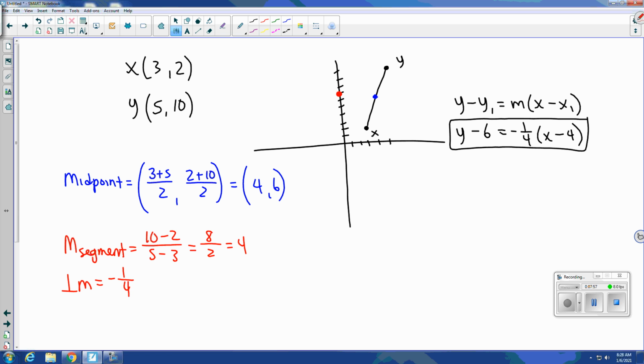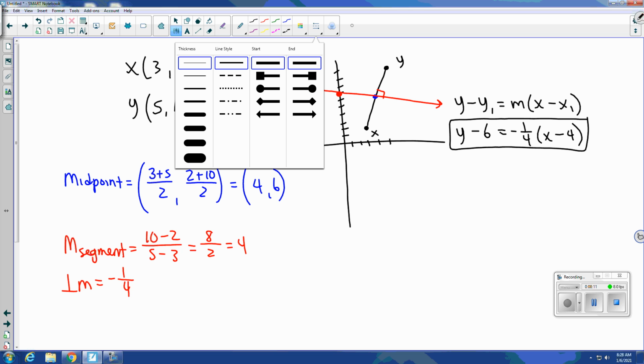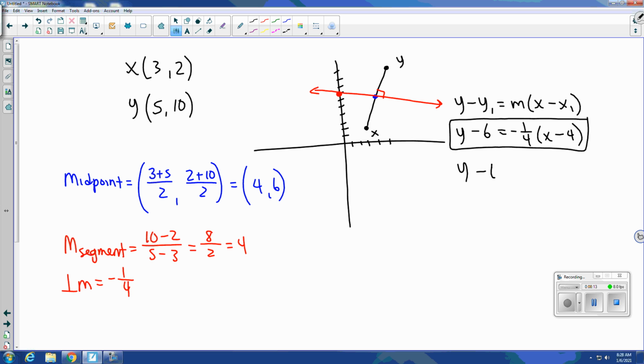So scaling might have ruined this for me, but they're supposed to run perpendicular to each other. So there's the equation of your perpendicular bisector in point slope form. If we want it in slope intercept form, no worries, we just solve for y. And there's your answer. So that is how you find the perpendicular bisector to a segment.